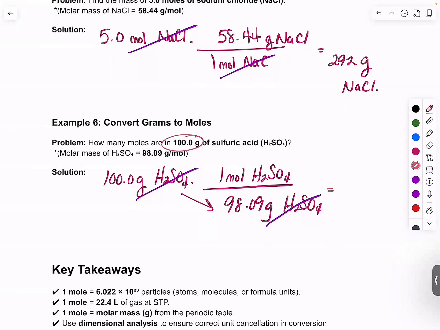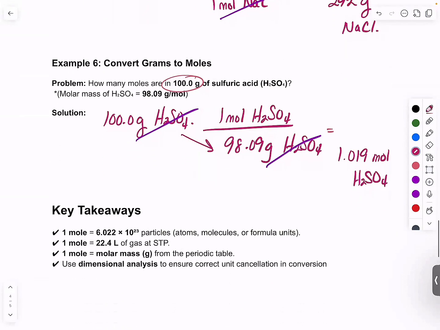I mean, they gave us 4 sig figs. If we're going to answer this appropriately, 4 sig figs would be 1.019 moles of H2SO4. And just to reiterate, I really didn't tend to the sig figs. I just rounded to what seemed right. And we'll go over sig figs here in a different video.